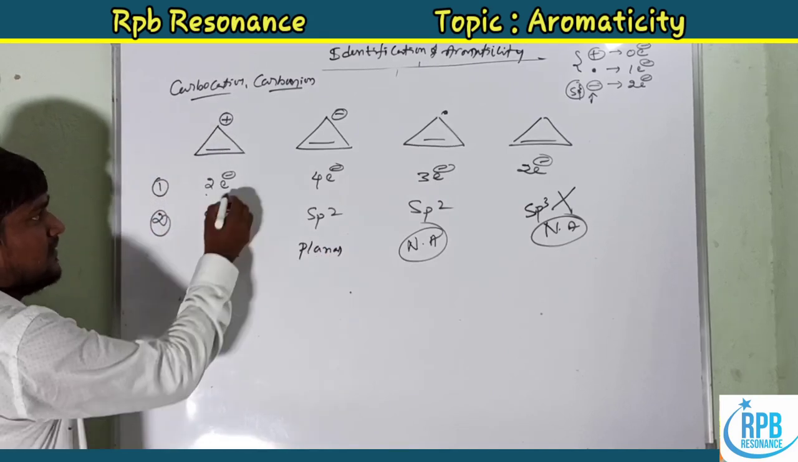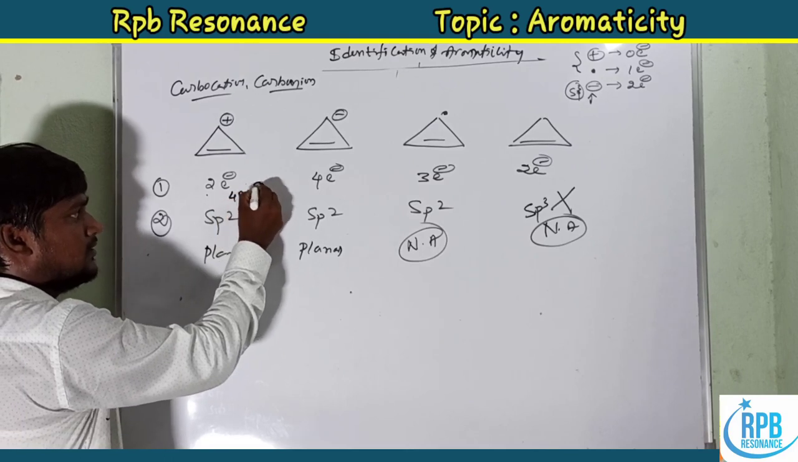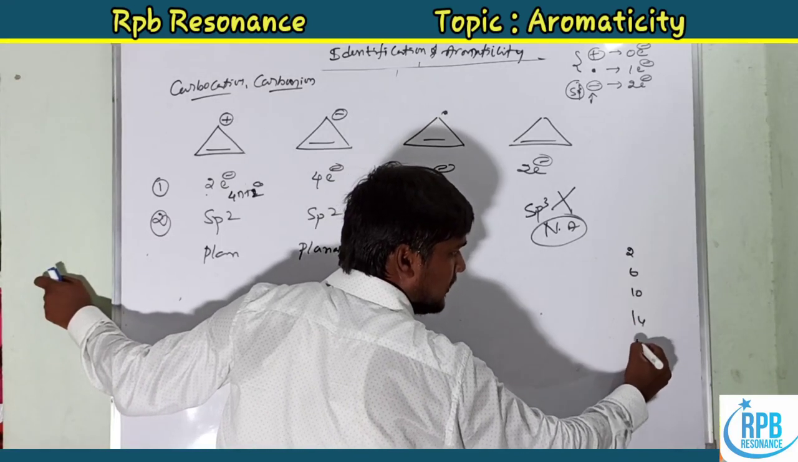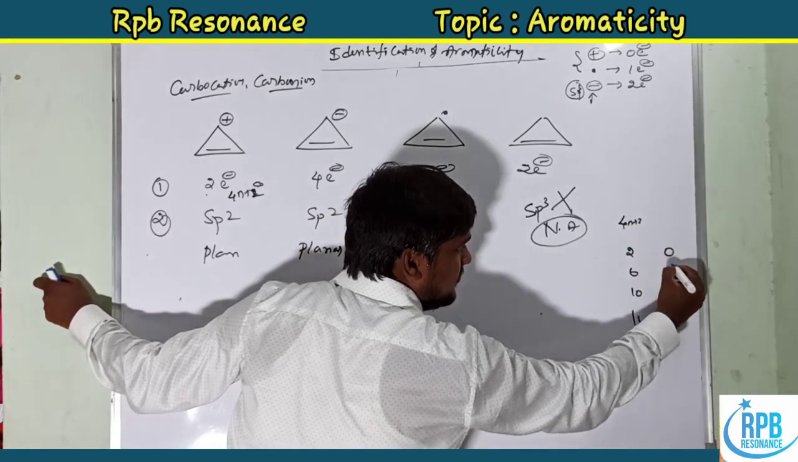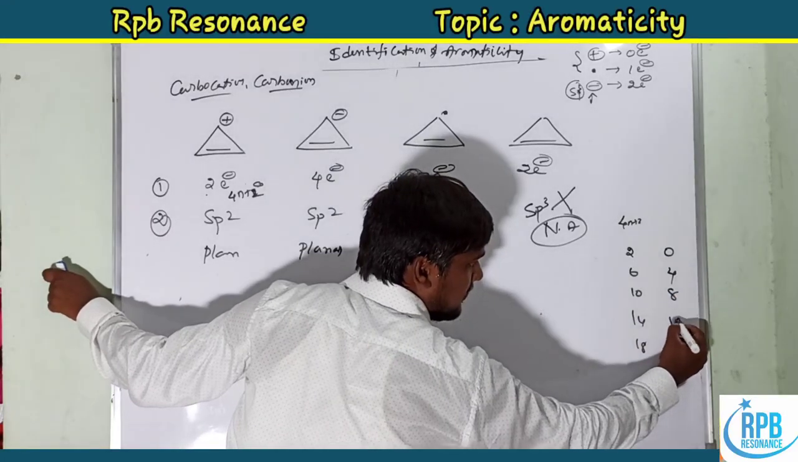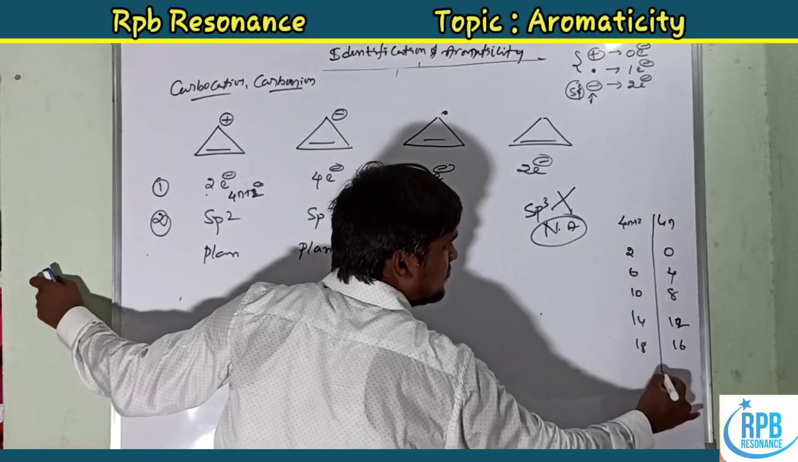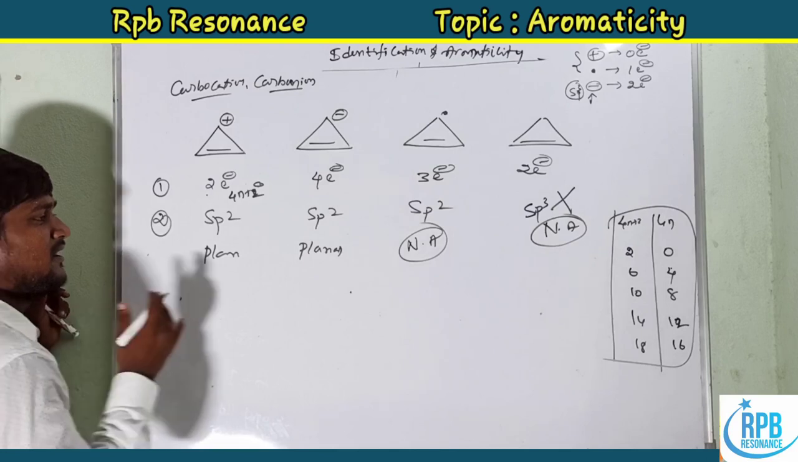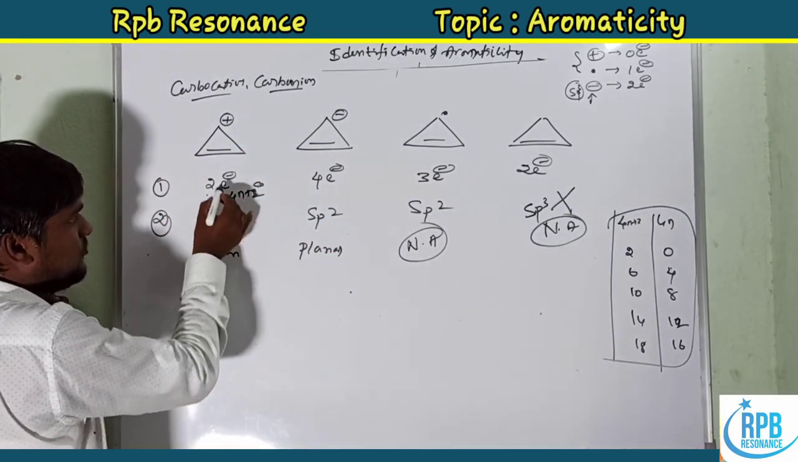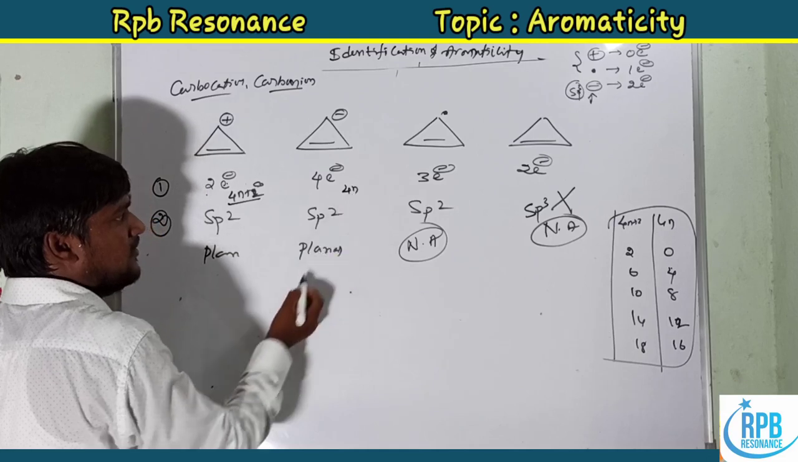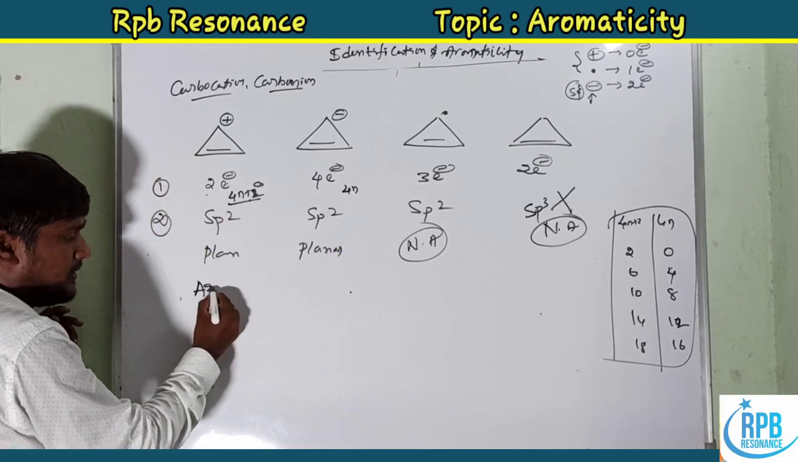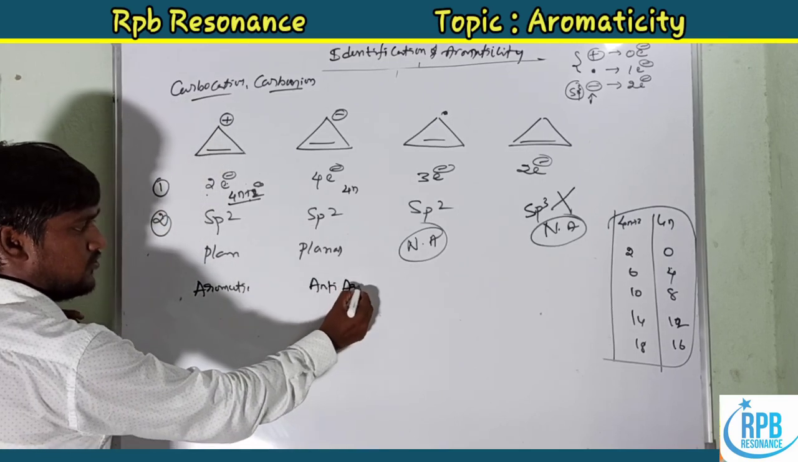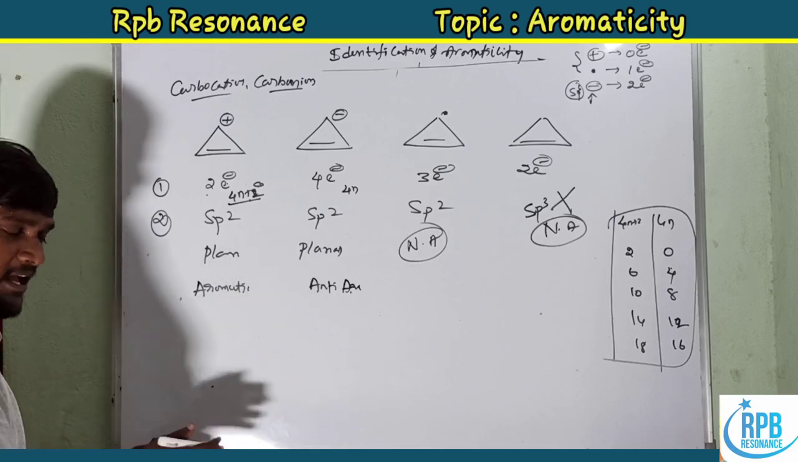Two electrons: whether it is Hückel 4n plus 2 or 4n, here it is 4n plus 2. Now I'll draw the table: 2, 6, 10, 14, 18. This is the 4n plus 2 table, and 0, 4, 8, 12, 16 is the 4n. Here two electrons is 4n plus 2, four electrons is 4n. So 4n plus 2 is said to be aromatic, and 4n is anti-aromatic. Like this, we will calculate whether a system is aromatic or anti-aromatic.